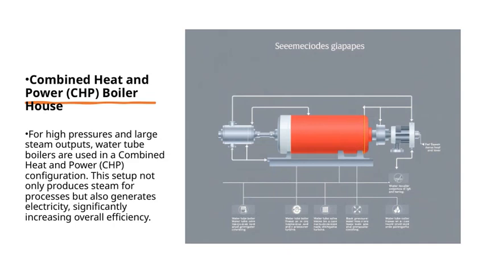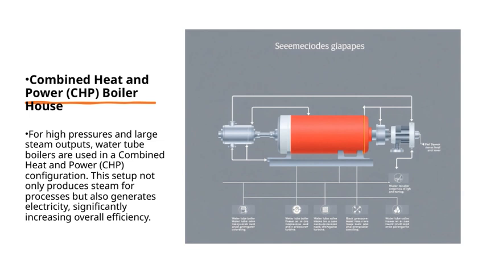Now, let's take a closer look at the combined heat and power, or CHP, boiler house. When we need high pressures and large steam outputs, water tube boilers are the go-to choice. These boilers are specially designed to handle the demanding conditions of a CHP system. The key advantage here is that they produce steam not just for various industrial processes, but also generate electricity simultaneously. This dual function significantly boosts overall efficiency because we're making the most out of the fuel used.